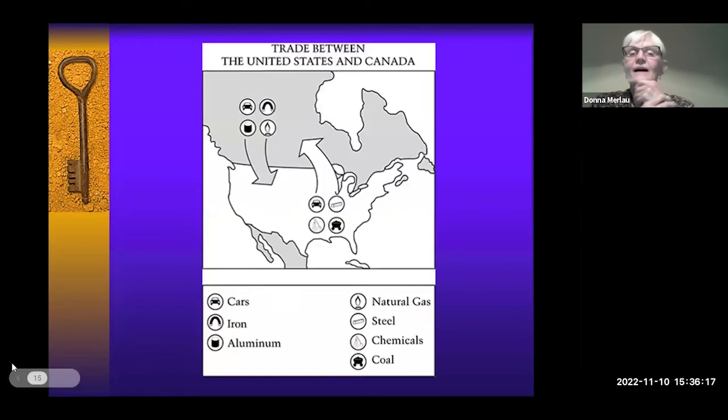Okay, in this map, what's the process that's taking place? I'm going to talk about process first.